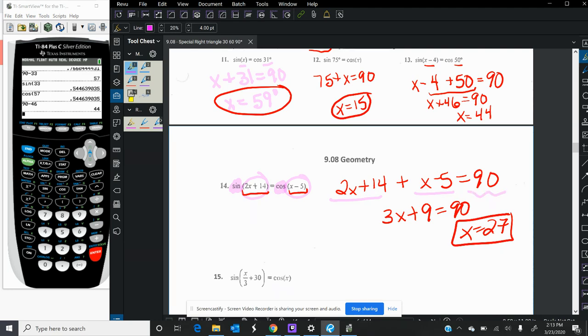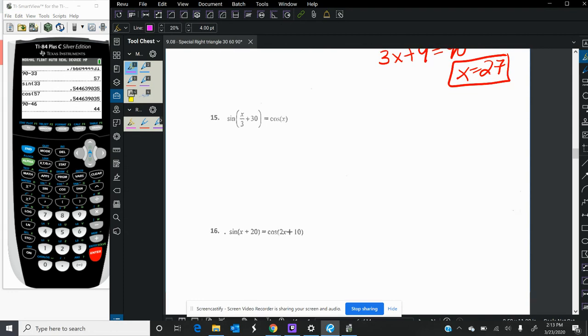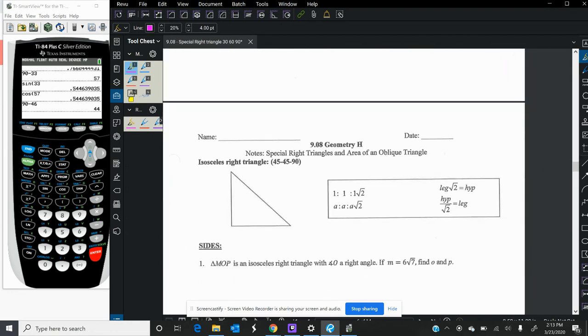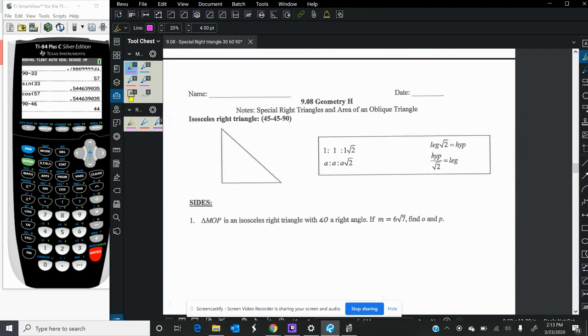Okay. You can keep working through the next couple examples if you wanted. I'm going to skip ahead. The rest of our notes for 908 is special right triangles.